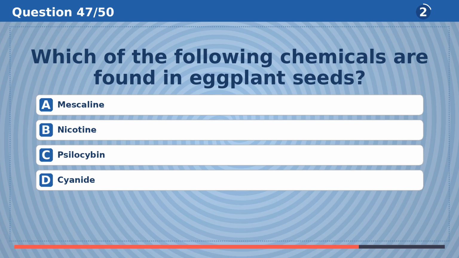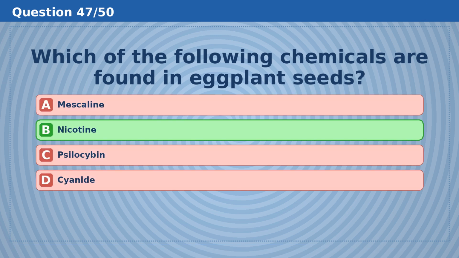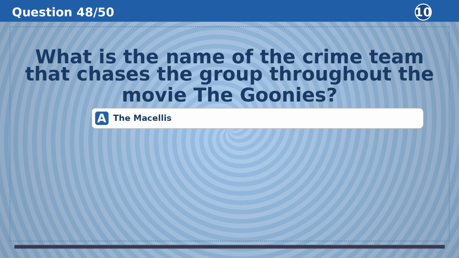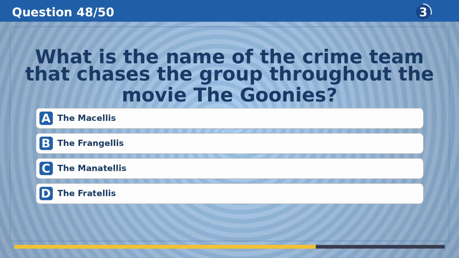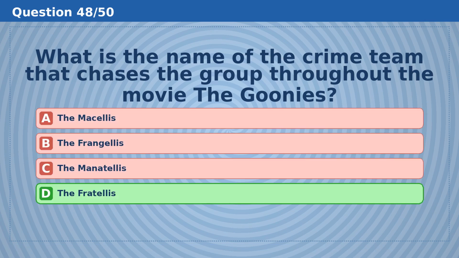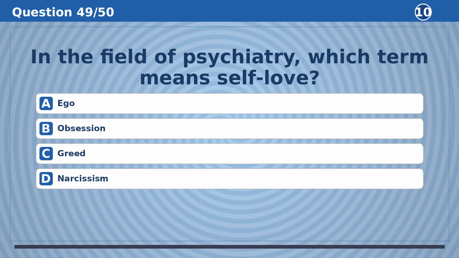Which of the following chemicals are found in eggplant seeds? The answer is B, Nicotine. What is the name of the crime team that chases the group throughout the movie The Goonies? The answer is D, The Fratellas.